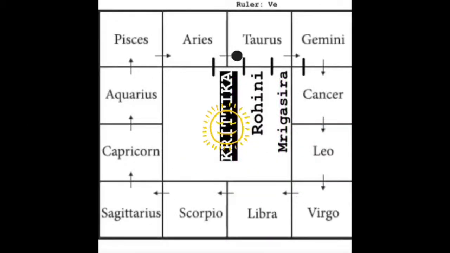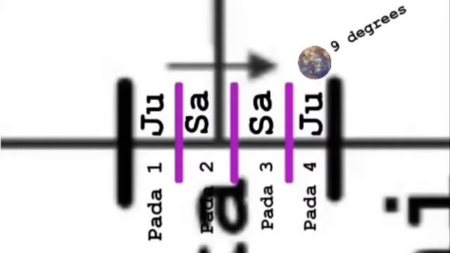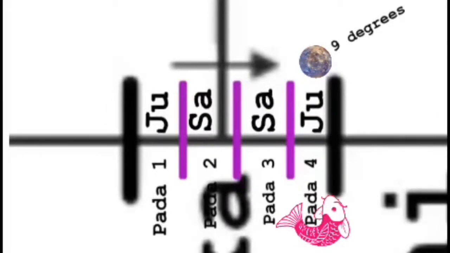Back to our example. So 9 degrees Taurus falls within the 4th pada of Kritika, which happens to be associated with Pisces. And so this pada is under Jupiter's influence because Jupiter is the ruler of Pisces. Knowing that the moon is in the 4th pada tells us that this moon's Kritika nature has a Jupiterian bent, which would orient this person's mind toward the more spiritual, creative, beneficial aspects of Kritika's fiery qualities.